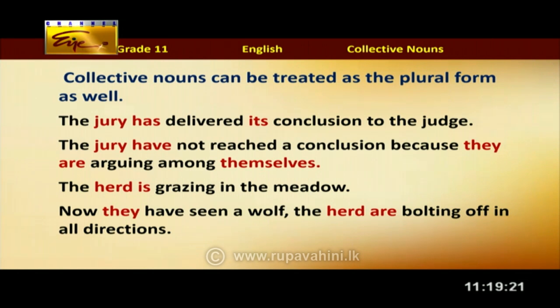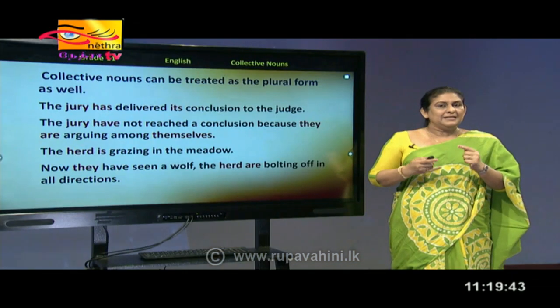Look at the clues. They are themselves. Then they act separately. There we have the verb have. Right. Let us take the second one. The herd is grazing in the meadow. So it's a herd of cows. They are eating grass in the meadow. But in the second, that is singular.